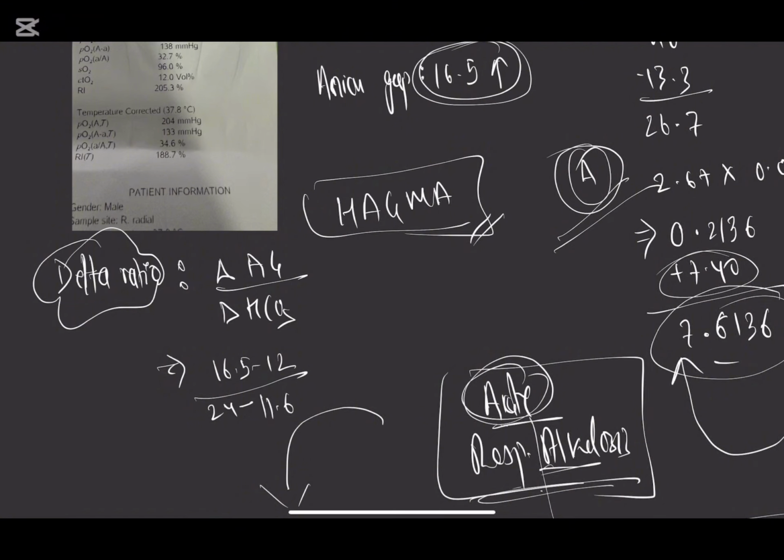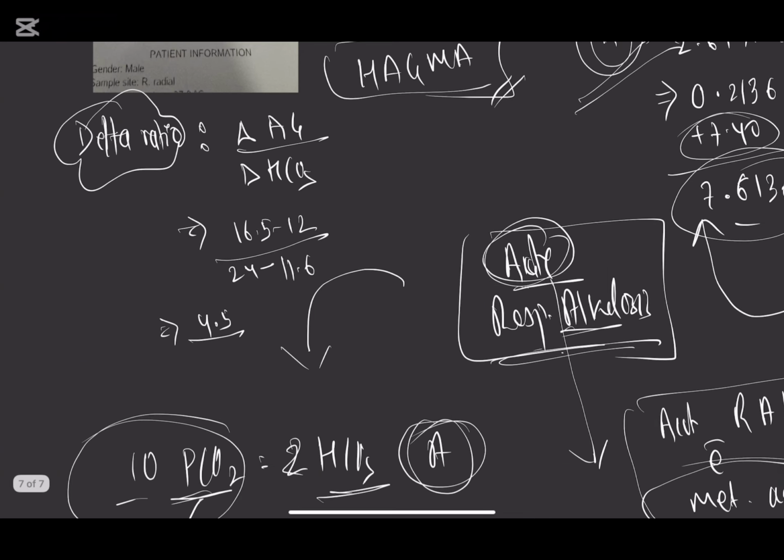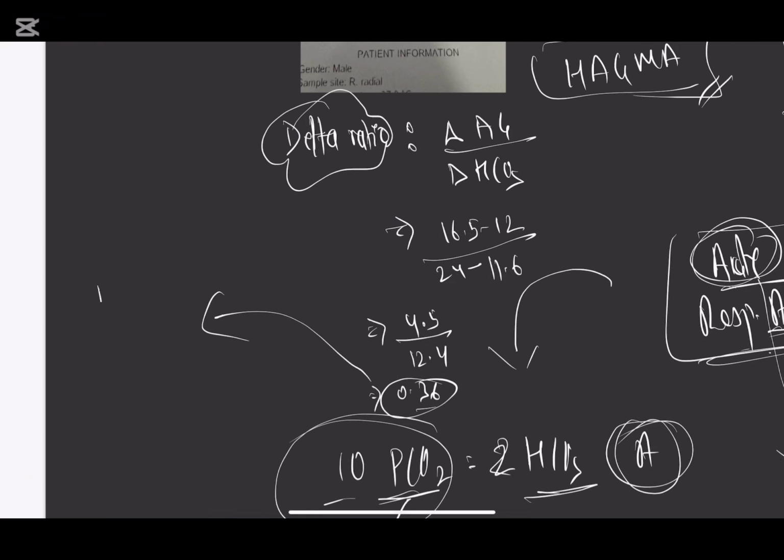16.5 minus 12 is 4.5, divided by 24 minus 11.6, which is 12.4. 4.5 divided by 12.4 is 0.36. So there could be AGMA with NAGMA: high anion gap metabolic acidosis with normal anion gap metabolic acidosis.